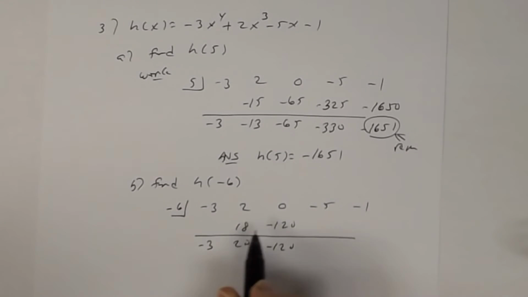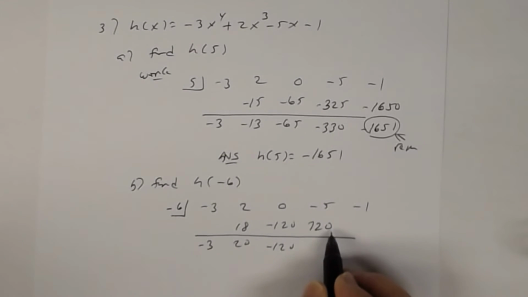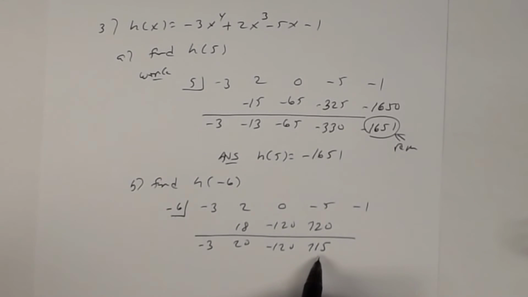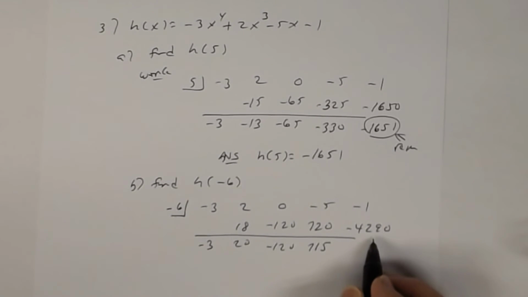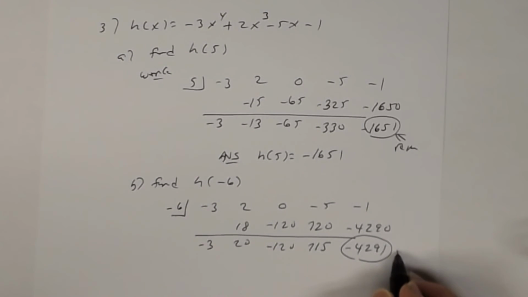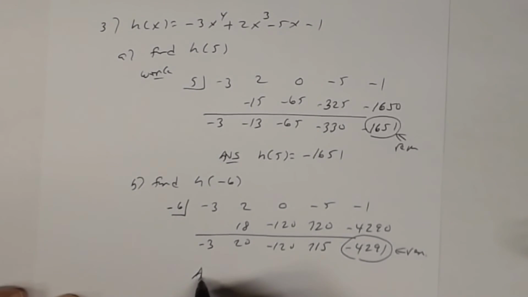Add, you get negative 120. A negative 6 times a negative 120 is a positive 720. A negative 5 and a positive 720 is 715. Negative 6 times 715 is a negative 4,290. And when you add these up, negative 1 and negative 4,290, you get negative 4,291. There's your remainder, and that is your answer for the value of h of negative 6. So h of negative 6 is equal to negative 4,291.